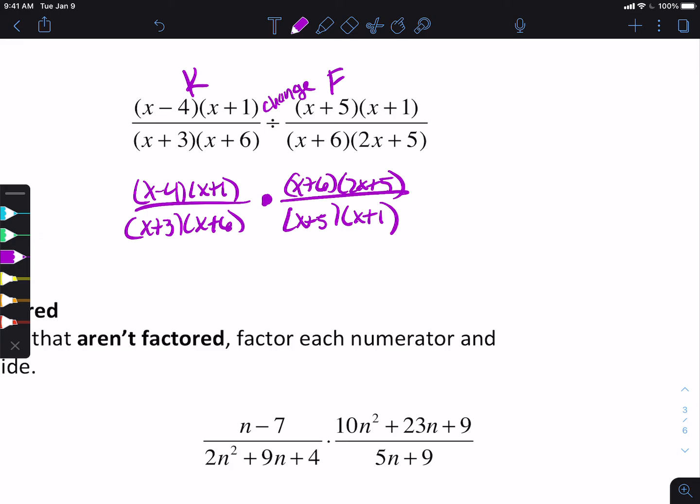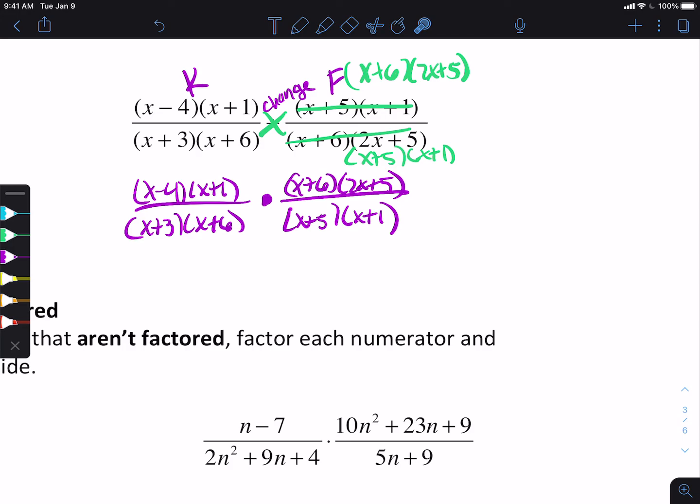But what I'm going to suggest you do is that you cross this out and actually write the flipped version instead of just trying to flip it in your mind. So that gives us x plus 6 times 2x plus 5, and then on the bottom I have x plus 5 times x plus 1, and then I'm going to change that to a multiply. Okay? And then that way, as I'm multiplying straight across, I don't accidentally screw anything up.